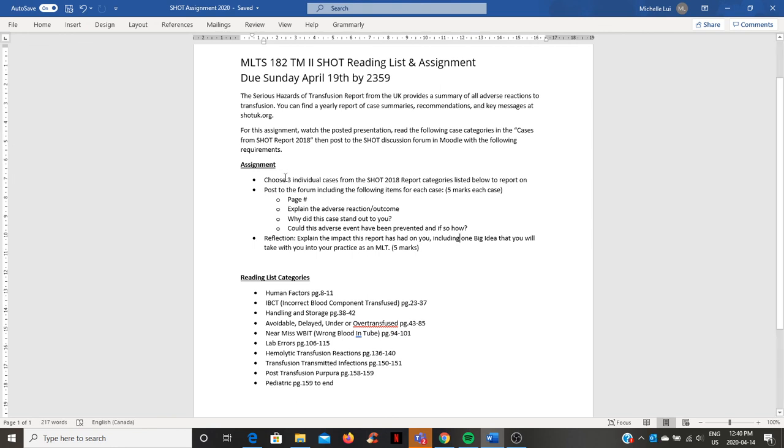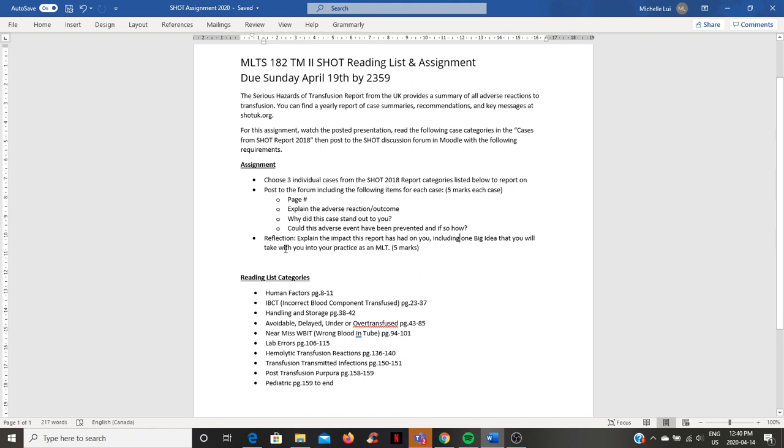And then tell us about those 3 cases. Give us the page number. Explain the adverse reaction or the outcome of that case. Why did this case stand out to you? Why did you pick it? And then, could this adverse event have been prevented? And if so, how? Talk about that. Those will be 5 marks each for 3 cases.